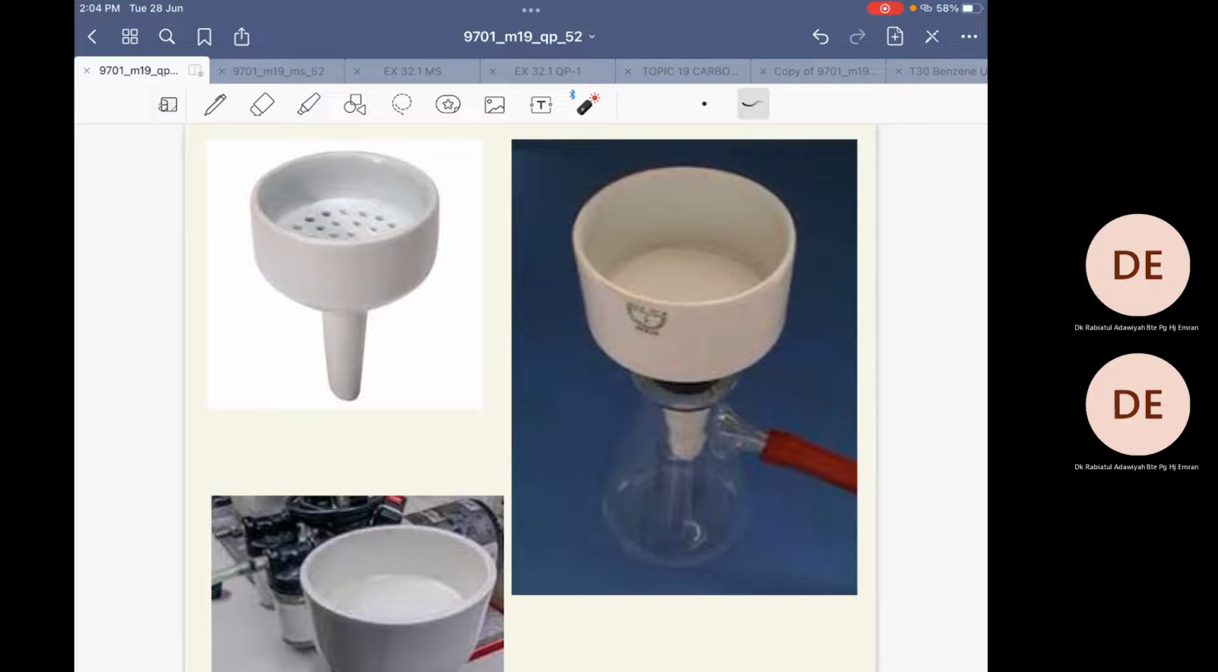There's a hint keyword in the question. It says reduced pressure. Okay? Reduced pressure is vacuum. Vacuum has a lower pressure, right? Compared to the atmospheric pressure. So this filtration is called filtration in vacuum. So what happens?